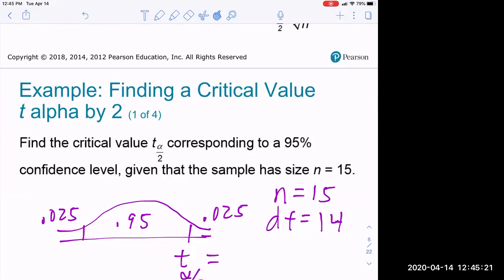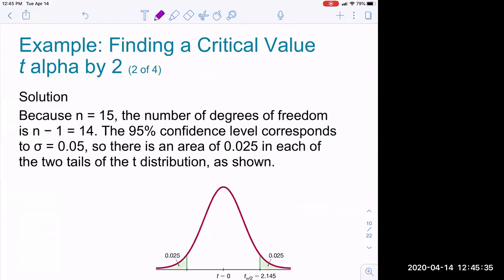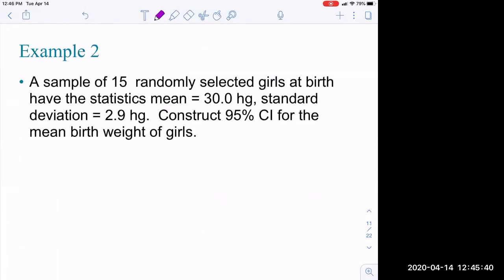So I just found this T value was 2.145. We're going to use that in the problem we're going to do because we're going to have a sample of size 15. So did that. There's our problem.